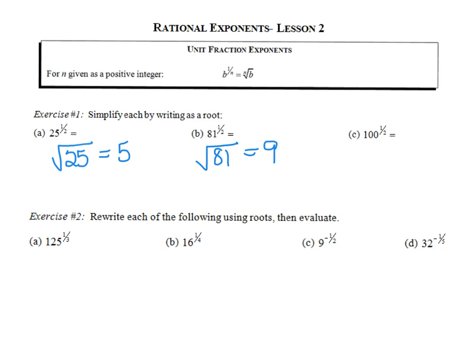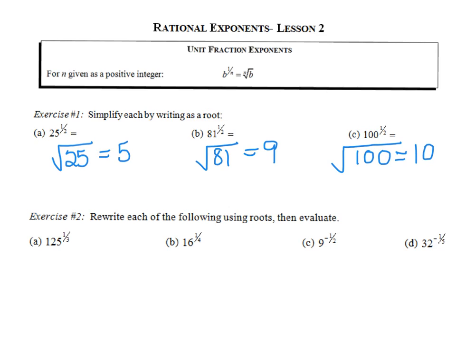In exercise 1C, we've got 100 to the 1/2. So that means that we're going to take our base of 100, and a fractional exponent means that we're going to put it underneath, in this case, a square root, and then raise it to the first power, and the answer for this one is just 10.